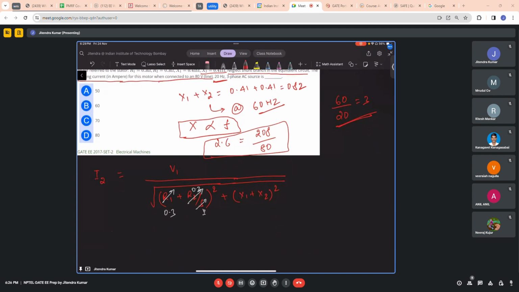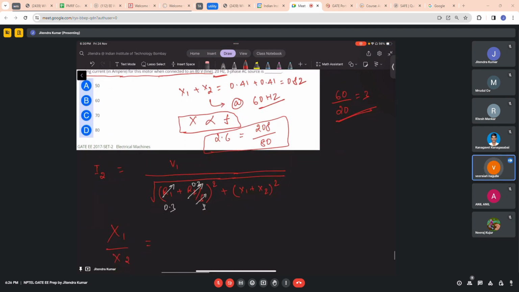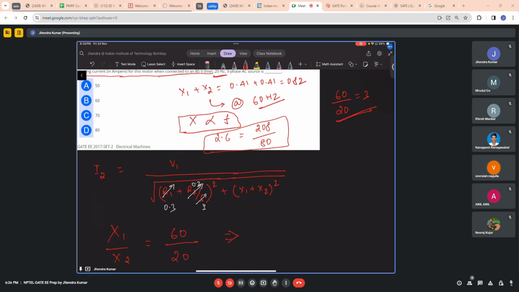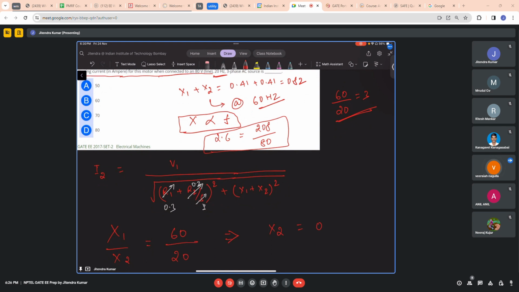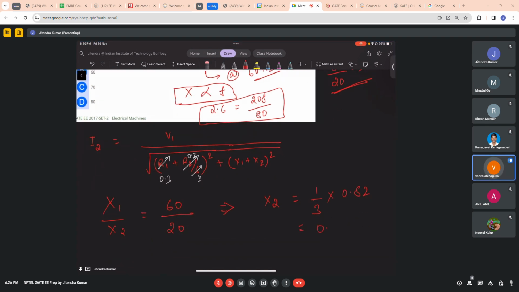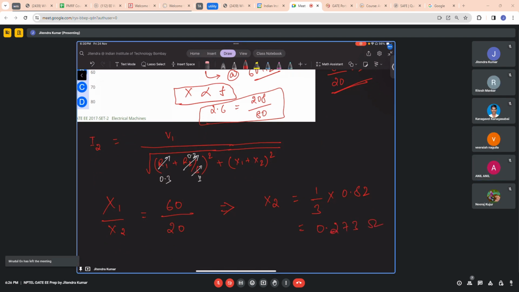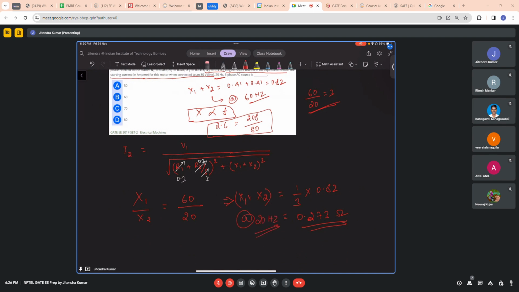So at 60 hertz, X1 plus X2 is 0.82. Okay, 60 divided by 20, so it will be 3, sir. So 1 by 3 into 0.82, right? How much did you tell me the value? 0.273. Yeah, X1 plus X2 at 20 hertz is 0.273.